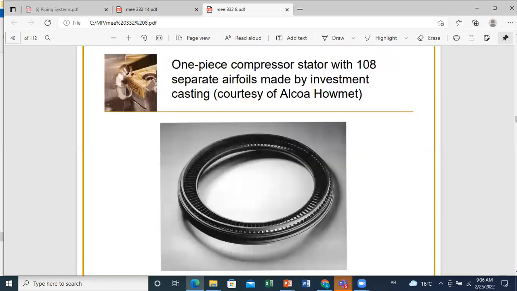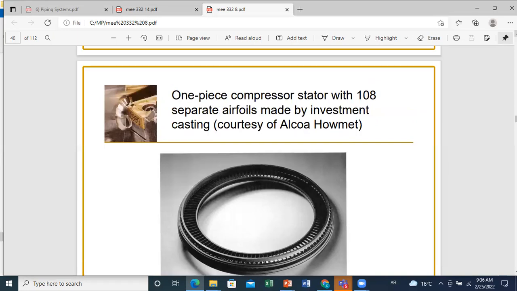Now, as expected, this method allows us to create a good surface finish and intricate geometries. So for example, one of the pieces that can be produced using this method is a compressor stator. As you can see, it has very detailed geometries with thin layers. So this can be produced using this type of expendable process.